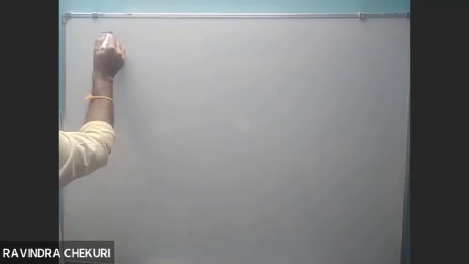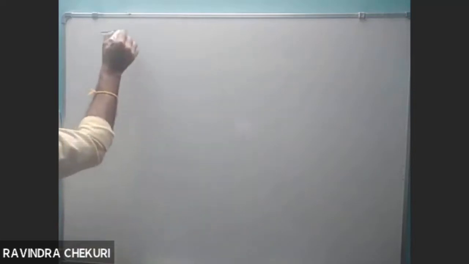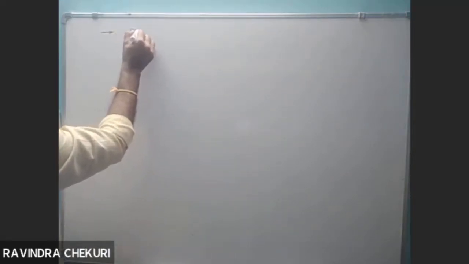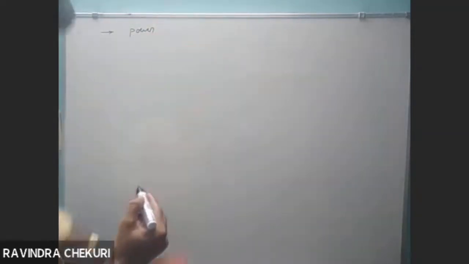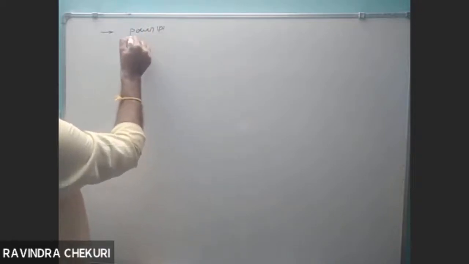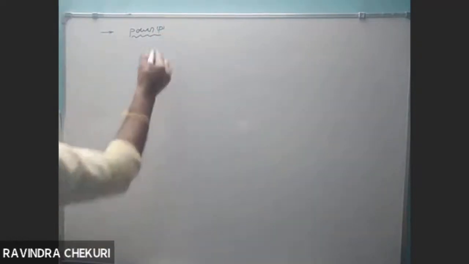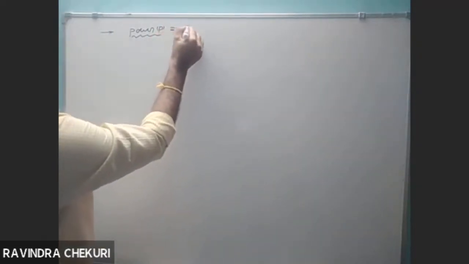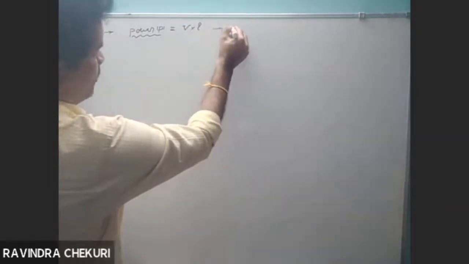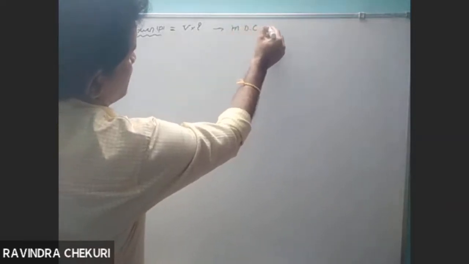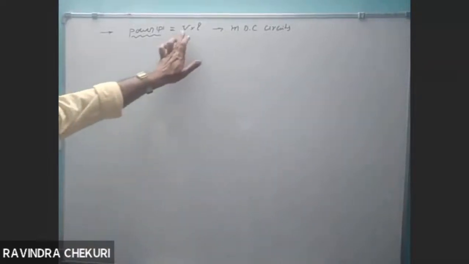Okay. Next up, alternating voltage, the power. Generally, in DC circuits, how to calculate power? The product of voltage into current. So how to calculate power? The product of voltage into current.